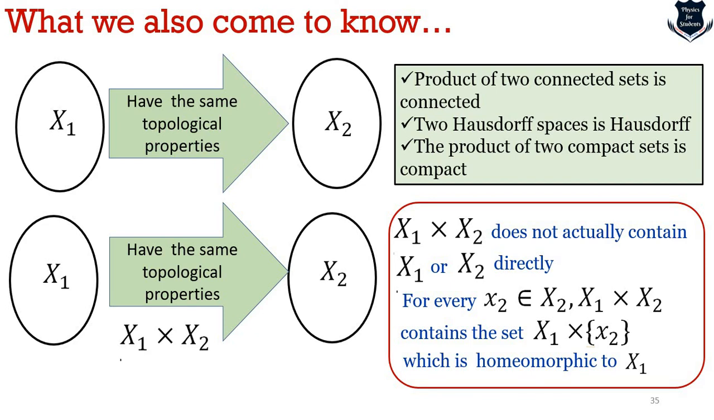Okay, so this is an understanding of what are the things that we come to know from product spaces: the product of two connected sets, the product of two compact sets, and lastly what I showed you, that x1 multiplied by x2 doesn't contain x1 or x2 directly. So x1 multiplied by x2 consists of pairs of elements, whereas x1 and x2 consist of individual elements. This is very important. x1 multiplied by x2 consists of pairs of elements, while x1 and x2 consist of individual elements. However, for x2 which is a member of X2, x1 multiplied by x2 contains a set which is homeomorphic to x1. Okay.